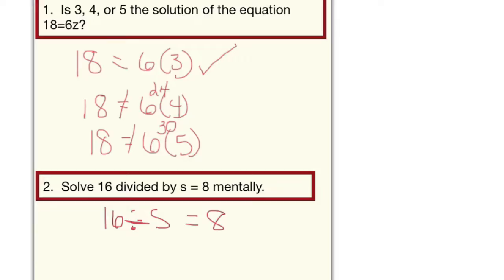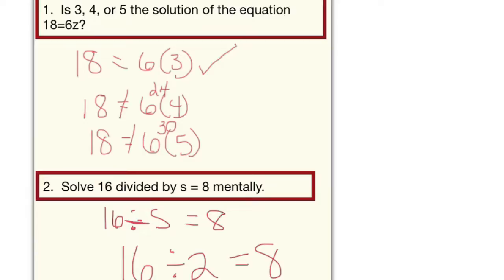So think about it. If you had 16 pieces of candy and you wanted each person to have 8 of them, how many groups would you be able to make? Only 2, right? So 16 divided by 2 equals 8.